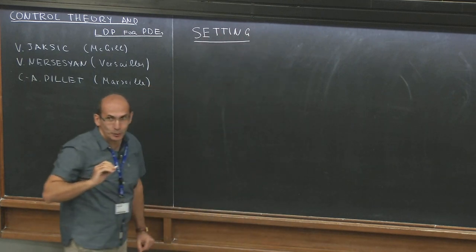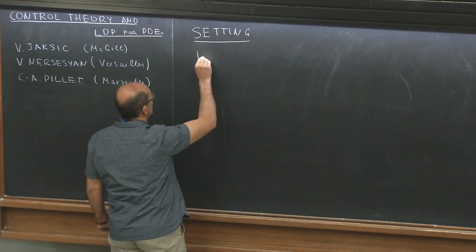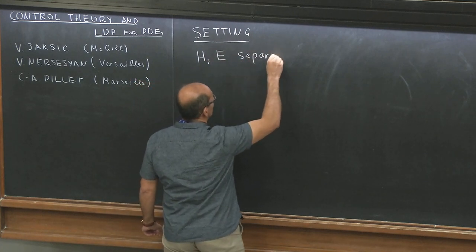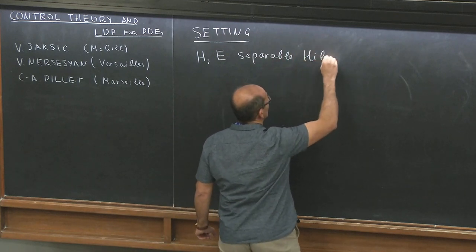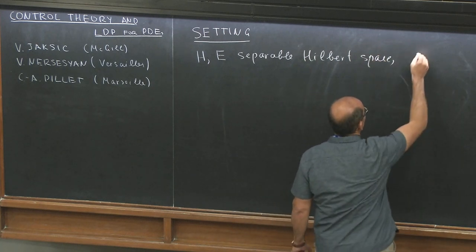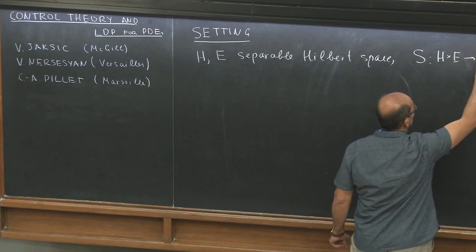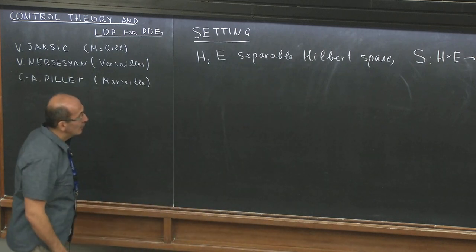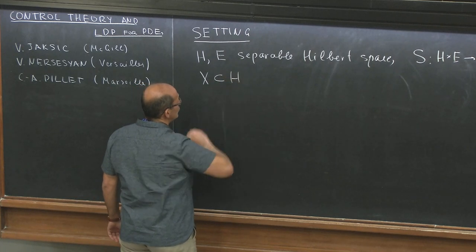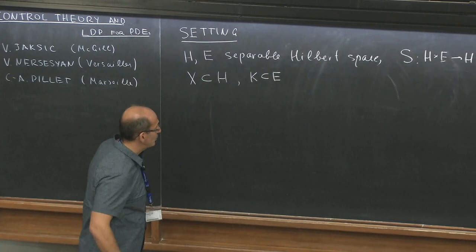And I will try also to use the notation used in the mini course. So we consider two Hilbert spaces, H and E. These are separable Hilbert spaces. And I consider a continuous operator S acting from a direct product H times E into H. And finally, I will also need two subsets, one of them, X, in H and the other, K, in E. And I will assume that these are closed subsets for the moment.